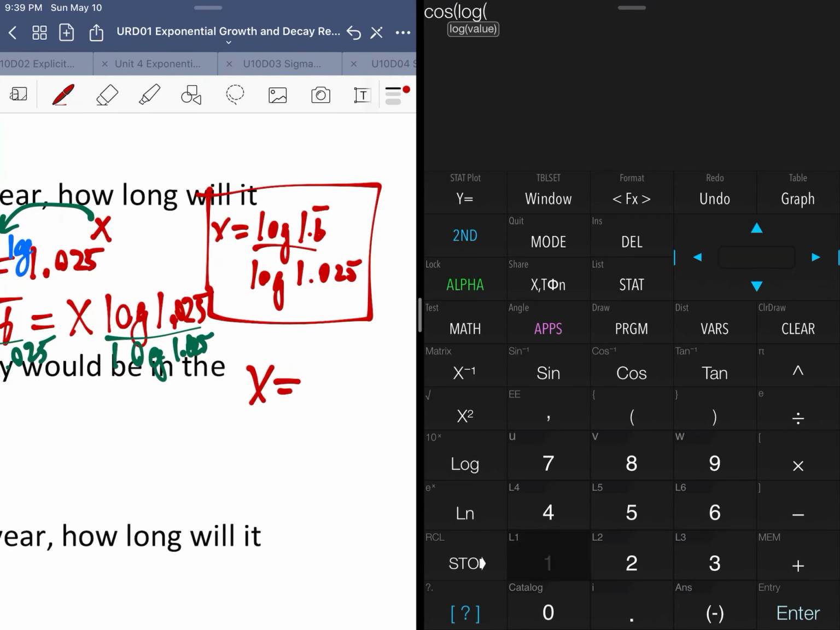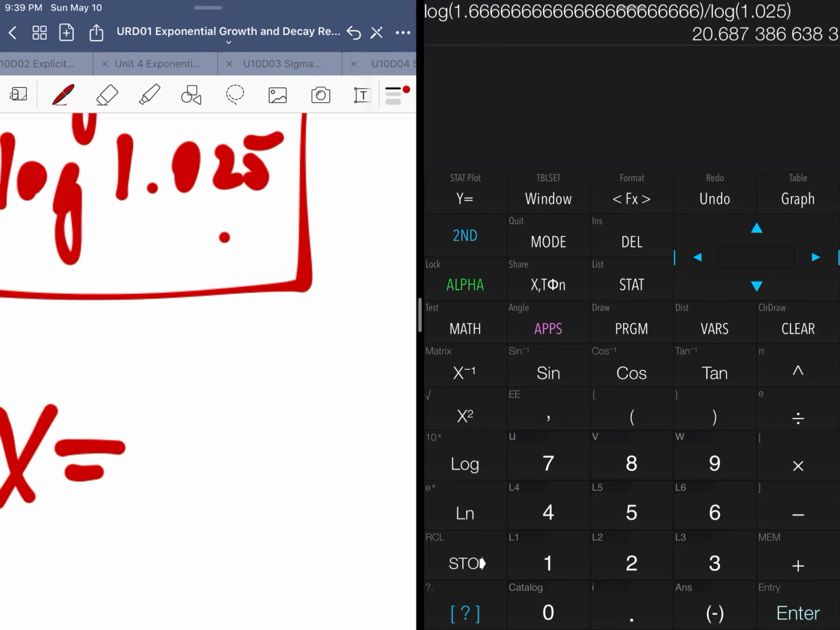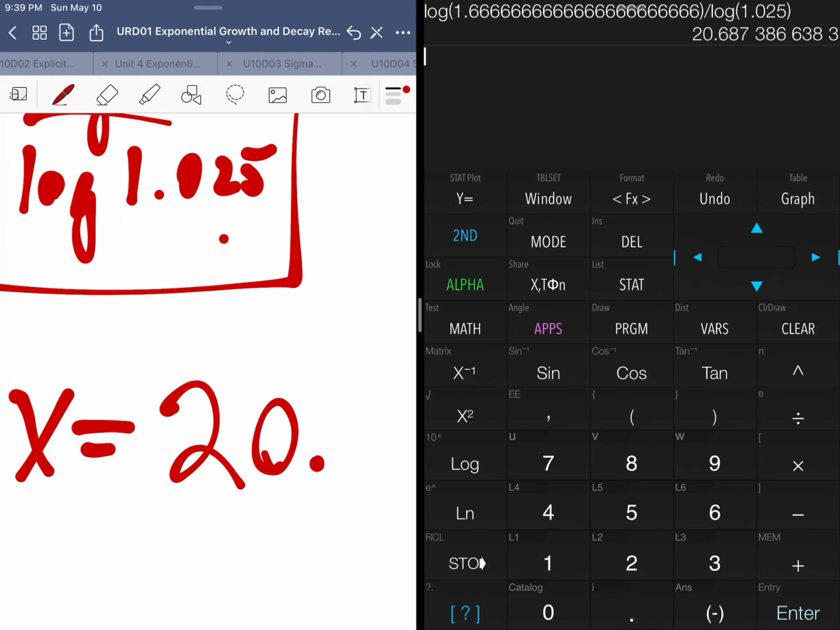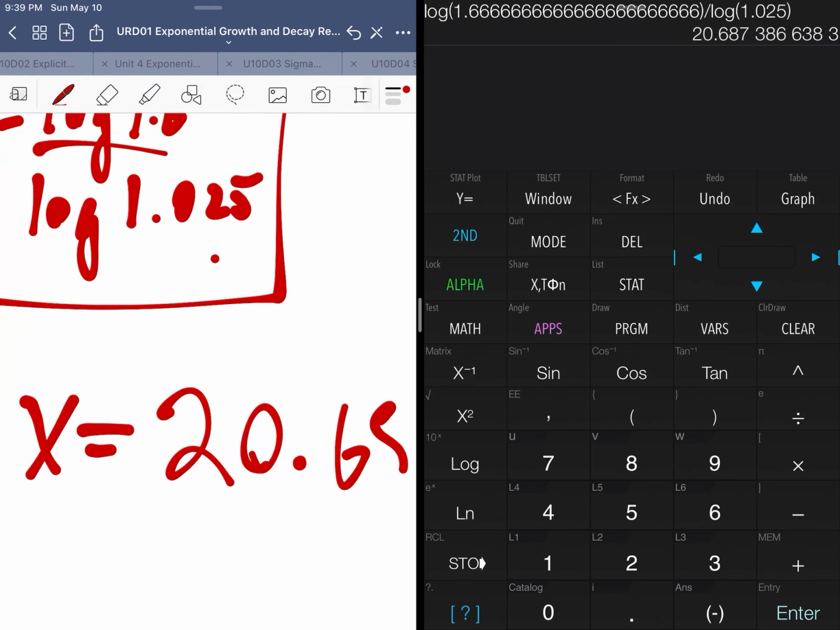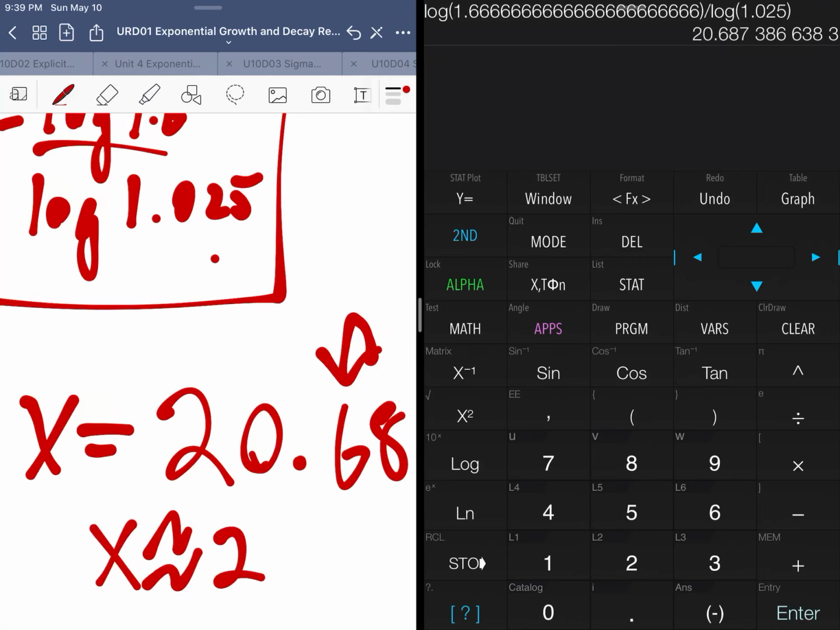So I'm going to be typing in log of 1.66666. I'm just going to give the calculator enough sixes to know this is a repeating decimal. I'm going to close that. I'm going to press divided by log of 1.025 and press enter, and we get 20.687. So about 20.7 would be the nearest tenth. Since we're rounding to the nearest tenth, this is going to round up. So x is approximately 20.7.